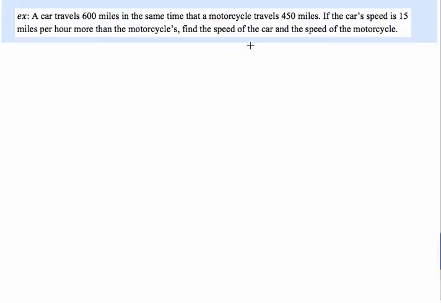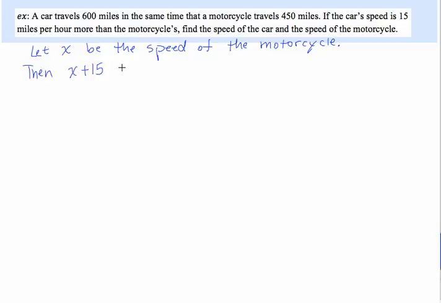Okay, so what we want to find is the speed of each. Well, we need a variable here, and let's see which one travels slower. The car's speed is 15 miles per hour more than the motorcycle. The motorcycle travels more slowly, so I'm going to let the variable, x, be the speed of the motorcycle. Okay, the reason I'm doing that is because then the car speed is 15 miles per hour more than the motorcycle, so then x plus 15 would be the speed of the car.